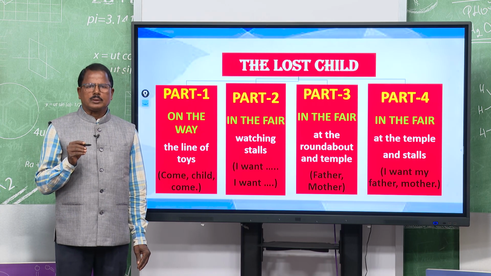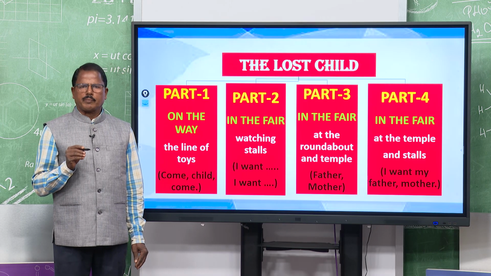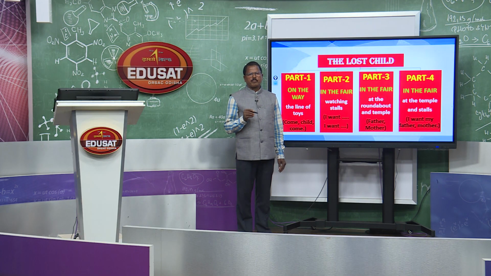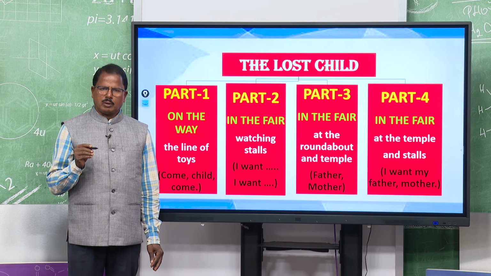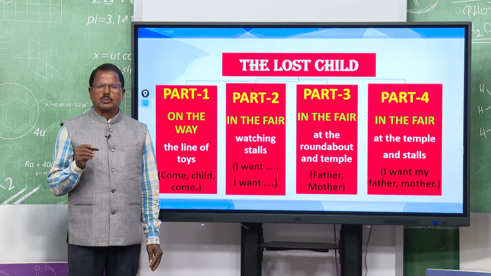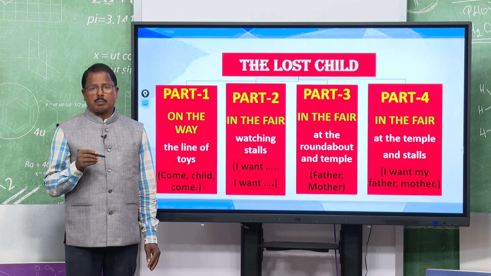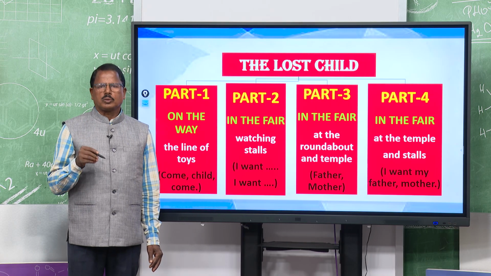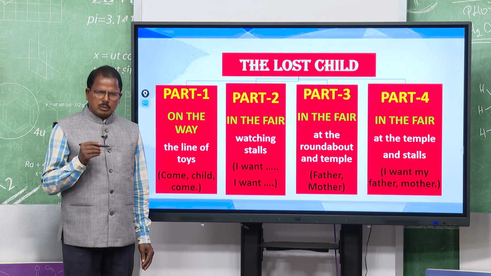Let us see part 1. On the way, the story begins with the village setting and the child started going to the village fair with his parents. So, what happened on the way? The two sides of the way were full of toys, and the child was very much attracted by the toys and he wanted to buy the toys, but his father was a strict person. The child was from a poor family. So, the father could not afford the money, that is why the child could not buy the toys. The mother could not help the child, but only to divert the mind of the child, the mother used to say, come child come, see child see, look before you.